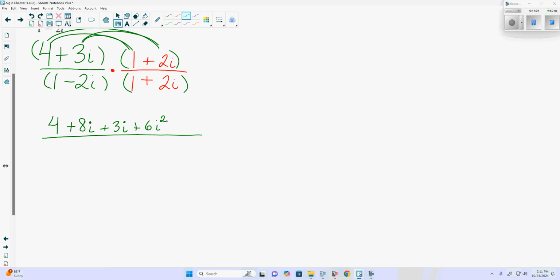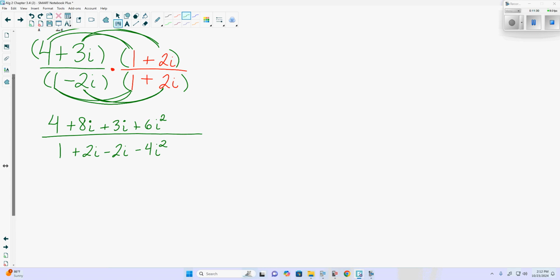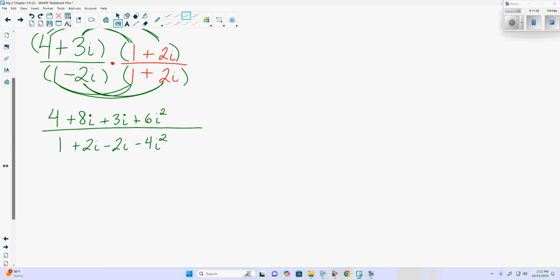Questions on the top? We're ready for the bottom. So we can do the same thing. We're going to do 1 times 1, which is 1. 1 times 2i, which is plus 2i. Negative 2i times 1 is negative 2i. And negative 2i times 2i is going to be negative 4i squared. Questions on this so far?